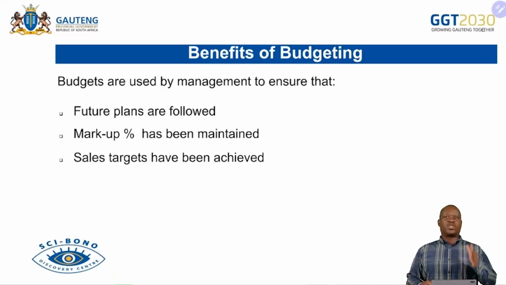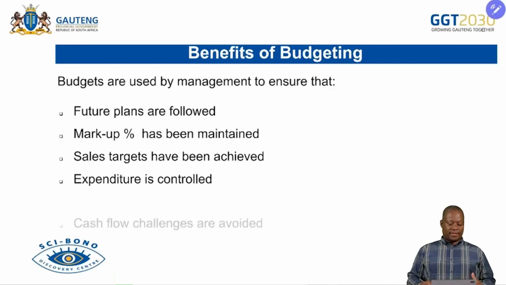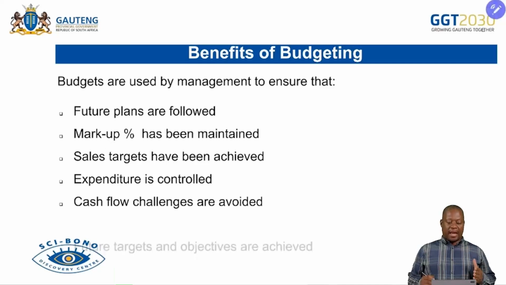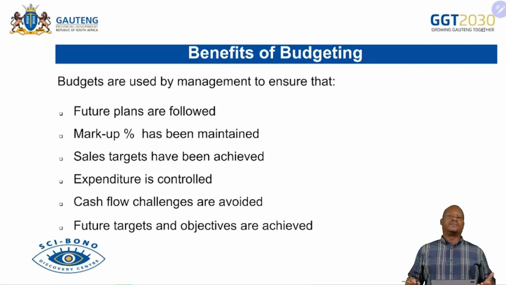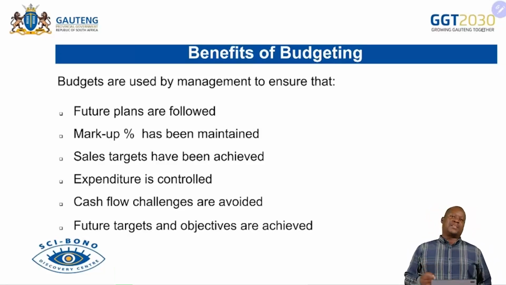So we are going to check how much we are going to budget to advertise and how much we are going to expect as sales, so that all can be in line with what we are looking for as a business. It also ensures that expenditure is well controlled. And then lastly, the cash flow challenges are avoided. When we know we are going to have a challenge, then we can be in a position to avoid it. And then future targets and objectives that the business has set itself have been achieved.